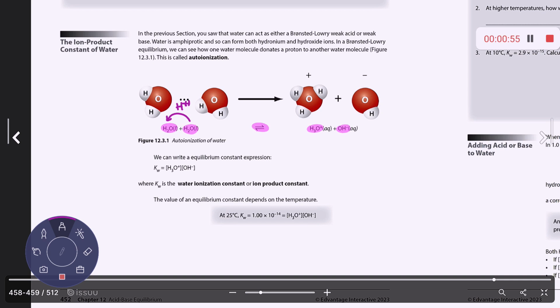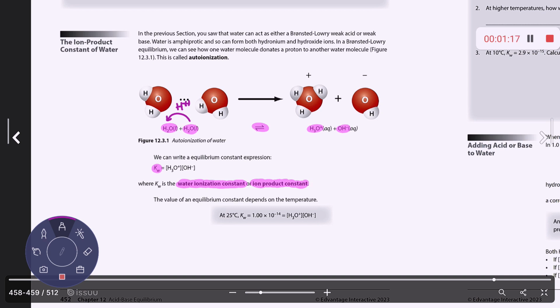write something called an equilibrium constant expression, which we're not so concerned about in this class, but it's relevant because this plays a role in doing pH calculations. So this is kind of an introduction to pH calculations. And Kw is called the water ionization constant, or the ion product constant.